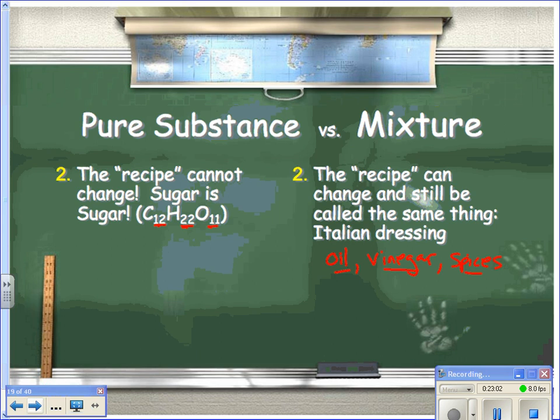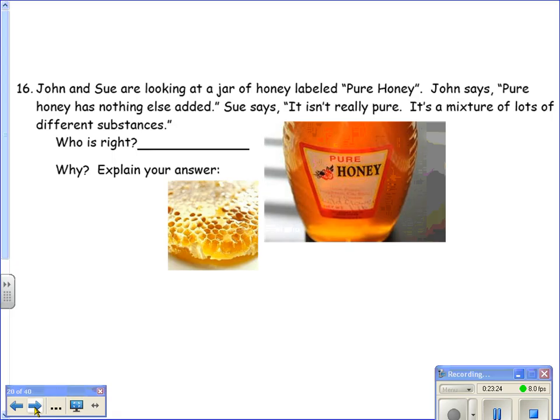You try to change the recipe of your sugar, and you separate out this, now you no longer have sugar. Now you have carbon and water. You don't have sugar anymore. So, a pure substance, you cannot change the recipe. Mixtures, yeah, baby, you can change the recipe.